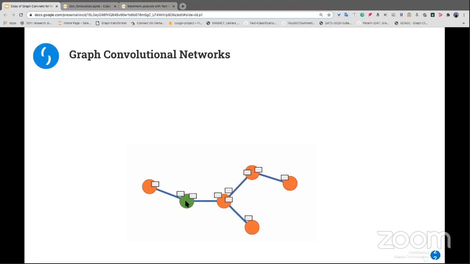Let me give another example of where we use graph convolutional networks. We work a lot with pathology images. Basically, you take a tissue section and dye it, and then you see it under a microscope, right?